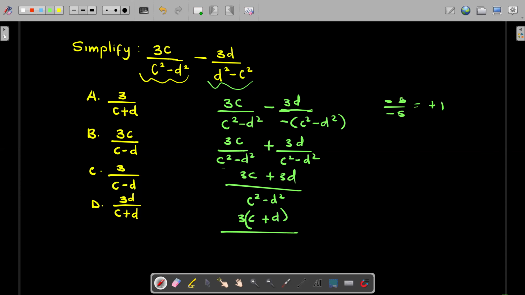All over, this is the difference of two squares, which is c plus d and c minus d. And from here, we can cancel out the duplication. We have c plus d here, and c plus d here. So the entire expression reduces to 3 all over c minus d. And the correct option for this 3 all over c minus d is option C.